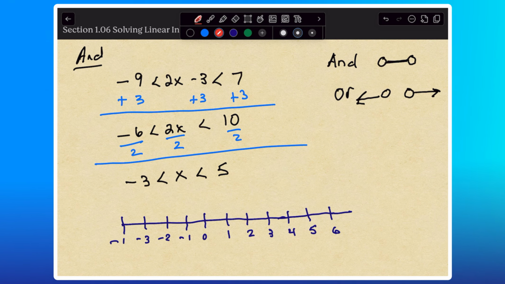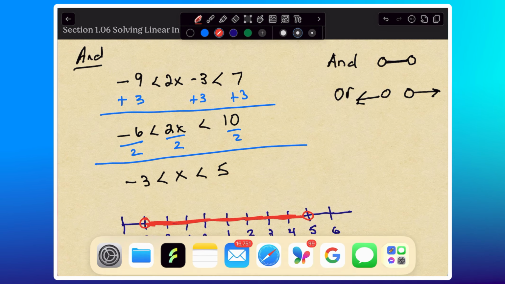So we're going to start here, an open circle, and then we'll have one here for 5, an open circle, because that's the other value: -3 and 5, and everything in between here, all this counts. And that's how you draw an AND graph. Pretty good, huh? All right, next we're going to talk about an OR graph.